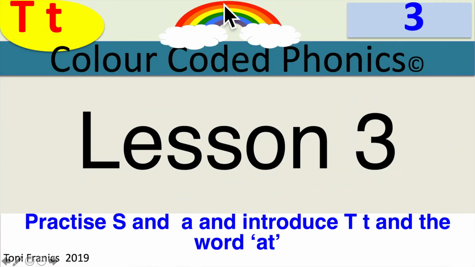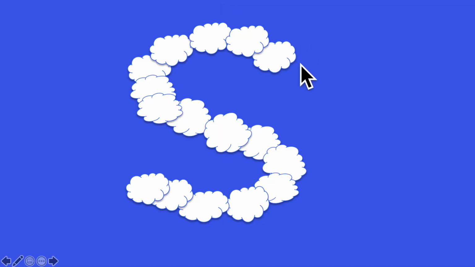Decoded Phonics Lesson 3. Today we're going to practice the s and a sounds we've already learned, and we're going to learn the new sound t and the word at. Let's air write. Point at the B, put your finger on the B. We're going to follow him around the s. Say the s sound as you go.